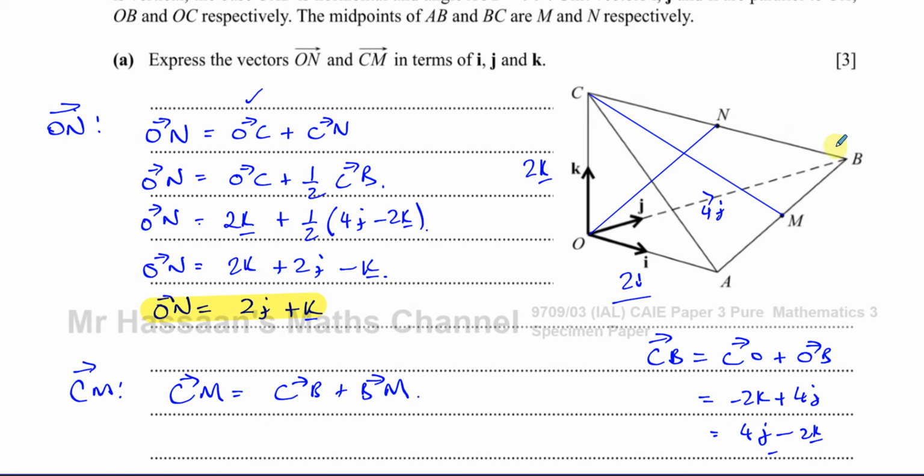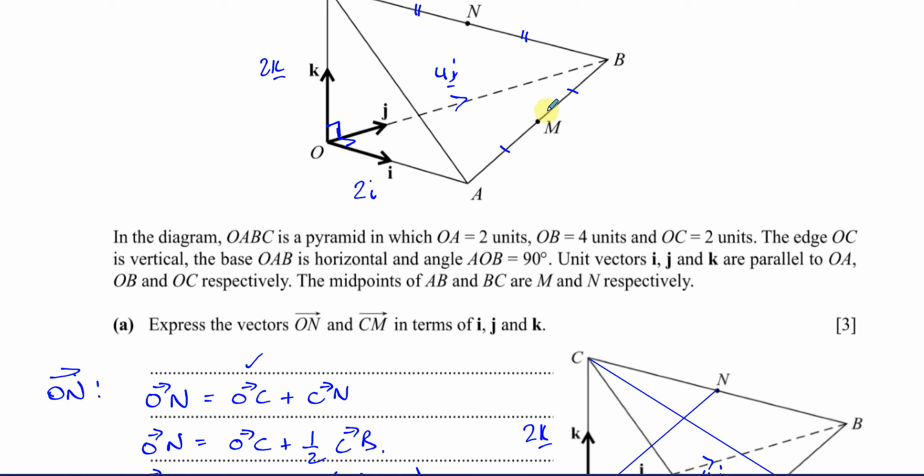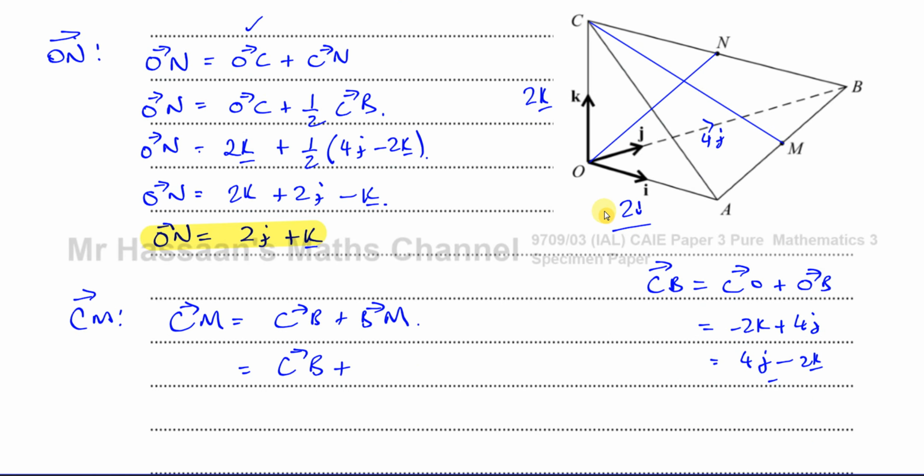Okay, now C to B we worked out already. This is C to B. We just worked it out over there. So C to B is 4J minus 2K. But before I write it out in terms of I, J and K, I will just figure out what B to M is. Now B to M is a half of B to A. Why? Because M and N are midpoints, as we mentioned earlier. So B to M is half of B to A. So let's work out what B to A is.